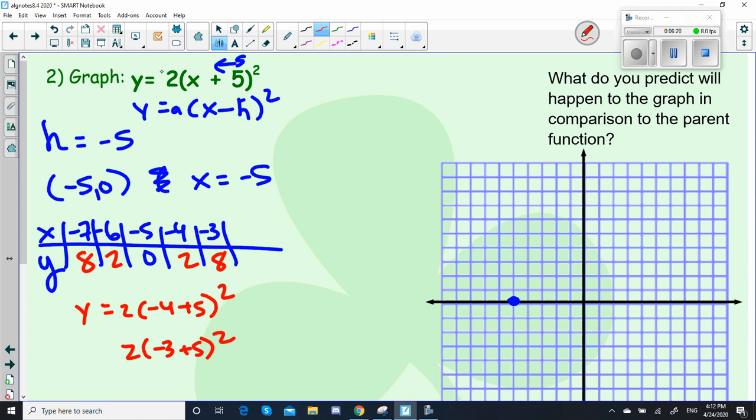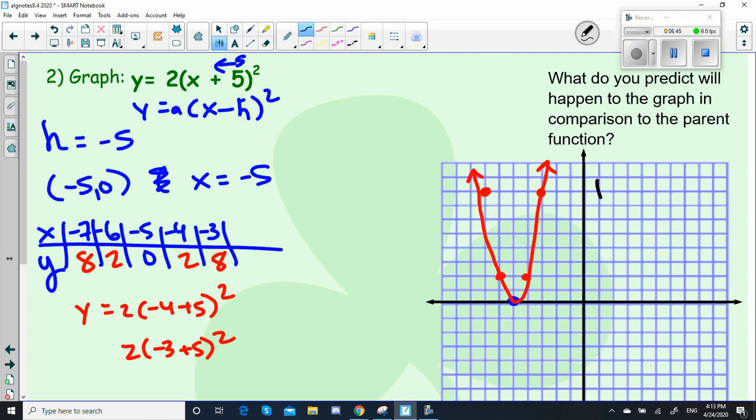I can tell this is a smile because 2 is positive. So let's graph this. -4, 2, and -3, 8. And it's symmetrical, so it's kind of easy to graph the other side. Whoa, I missed almost all those points. That's okay. So there's my parabola. Maybe I could shift it over a little. Let's see. Oh, yeah, that's a little bit better.